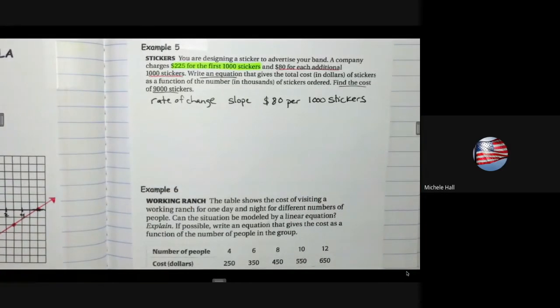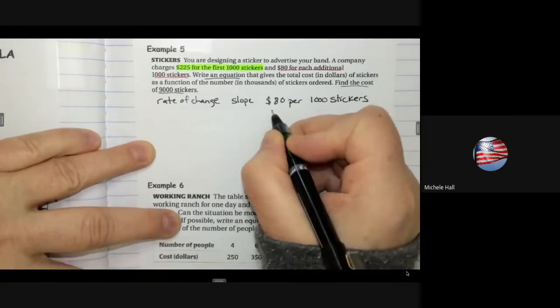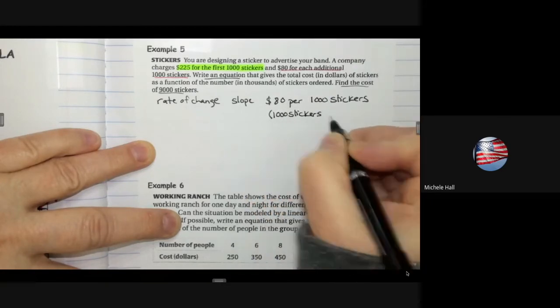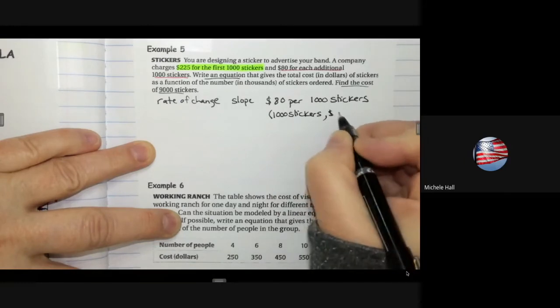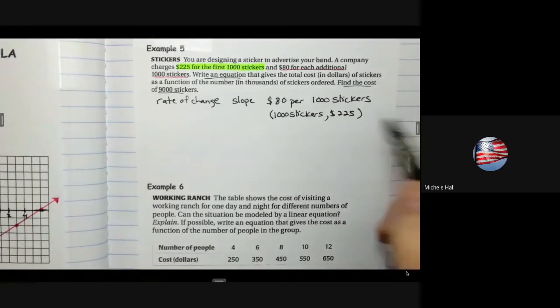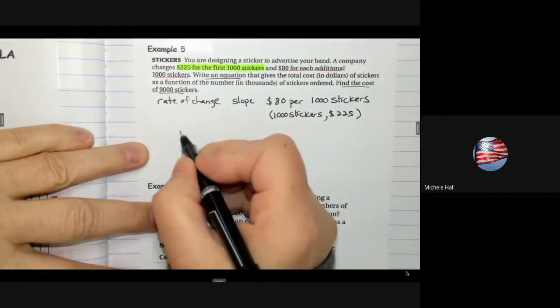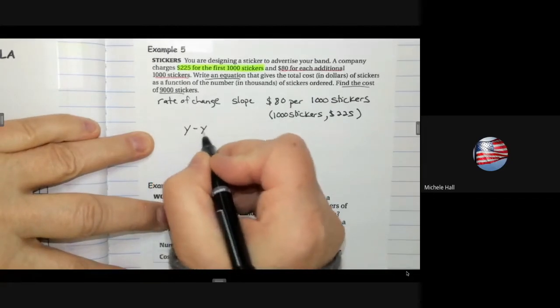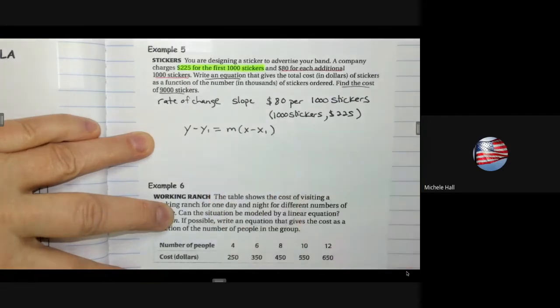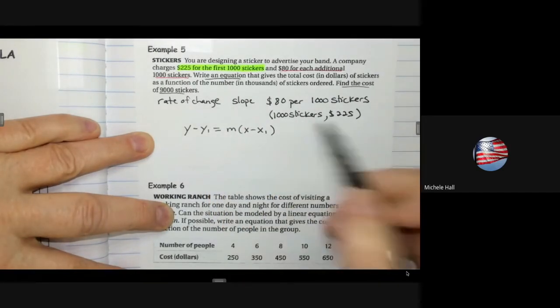We also know from the given information, we have $225 for 1,000 stickers. So we have 1,000 stickers for 225. That would be the point. Remember that we're doing point slope right now. So we were looking for a point and we were looking for a slope. We are going to use the point slope formula. We know that our slope is 80 per 1,000.